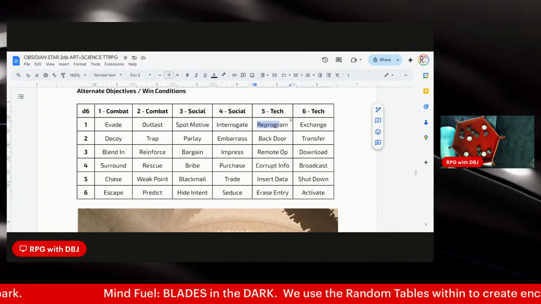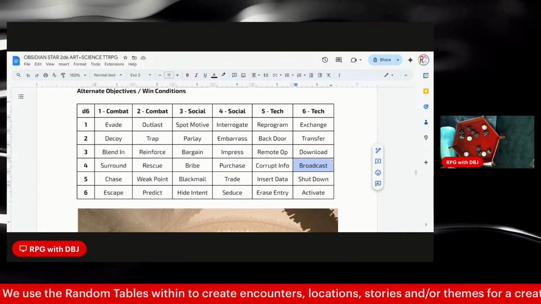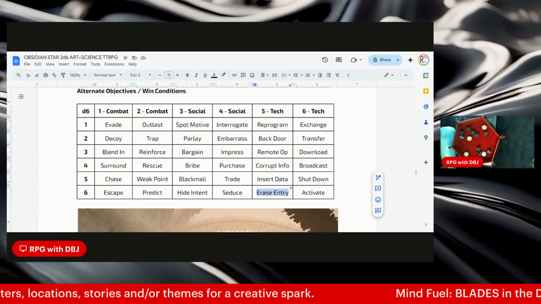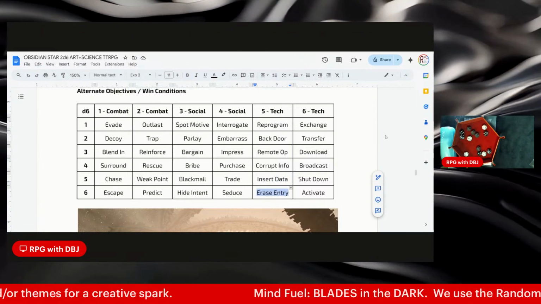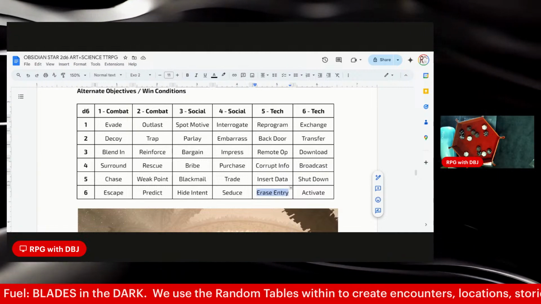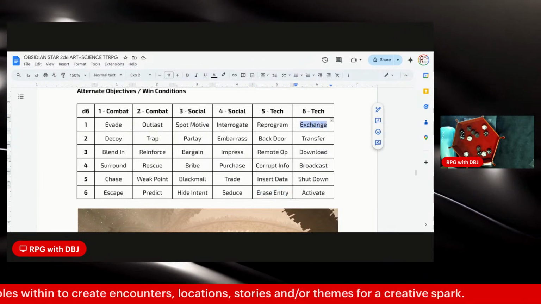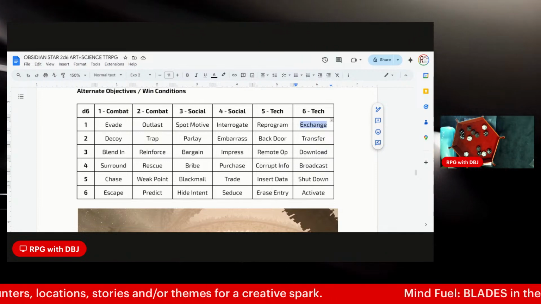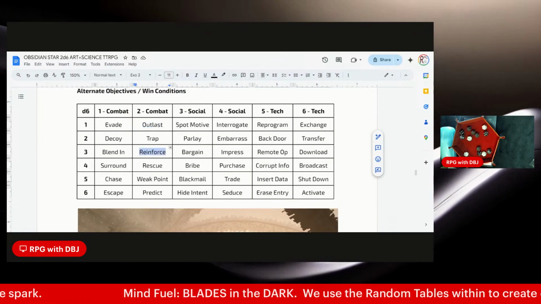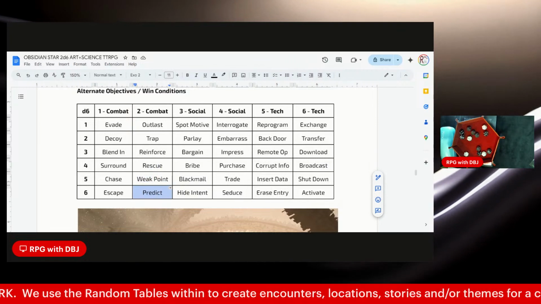For tech, it could be something like reprogramming, downloading, broadcasting, corrupting information, or inserting data or erase entry, whatever the player characters are trying to do. So if the players are trying to hack into a data system or something like that, the win condition is to exchange the good information for the bad information, right? In combat, it might be to evade or outlast or reinforce or rescue or find a weak point or predict what the enemy is going to do.